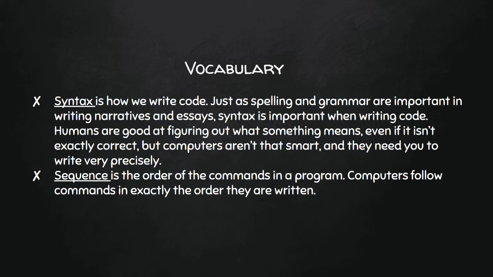It can't figure it out, it can't guess. Next vocab word is sequence. Your sequence is the order that you put your commands in. They have to be written in the order that you want the computer to do them in. So if you want your character to move right and then move left, you have to tell it move right, and then you have to tell it move left. You can't go in a different order because it only works in the order that you give the commands in.